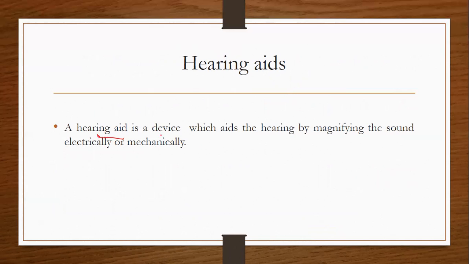A hearing aid is a device which aids hearing by magnifying the sound electrically or mechanically. Automatically, the patient is having difficulty in the hearing function, so a hearing aid is mainly used to magnify or intensify the sounds, either mechanically or electrically.